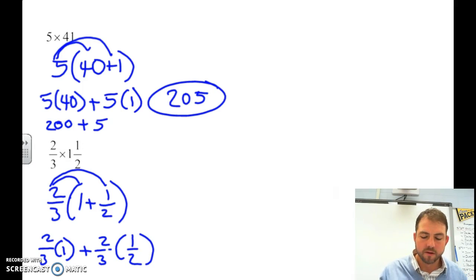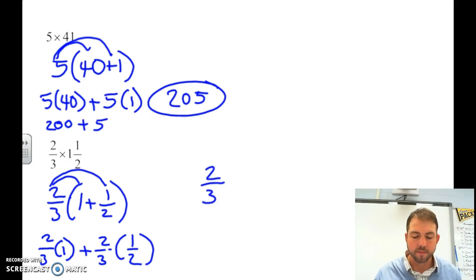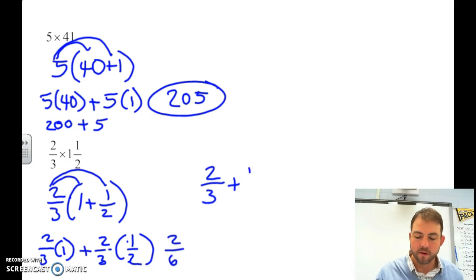Okay, so I'm going to move over here, and now I have 2/3 times 1. If we multiply across, it is simply 2/3. Anything times 1 is itself. Plus 2 times 1 and 3 times 2. So 2 over 6. 2 over 6 simplifies to 1/3.